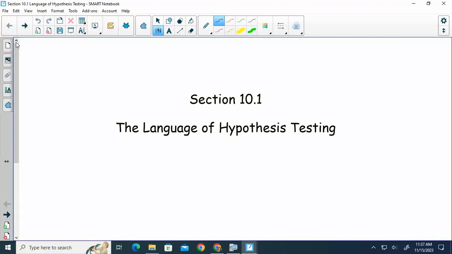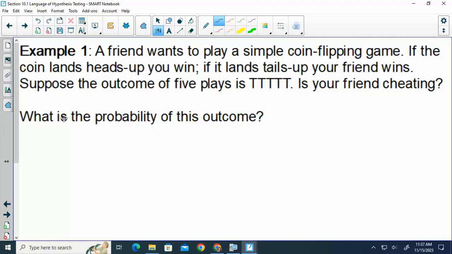So first, right after I said we're not going to do any math today, we are actually going to work one problem. I guess I should have held that thought for just a second. So a friend wants to play a simple coin flipping game. If the coin lands heads up, you win. If it lands tails up, your friend wins.